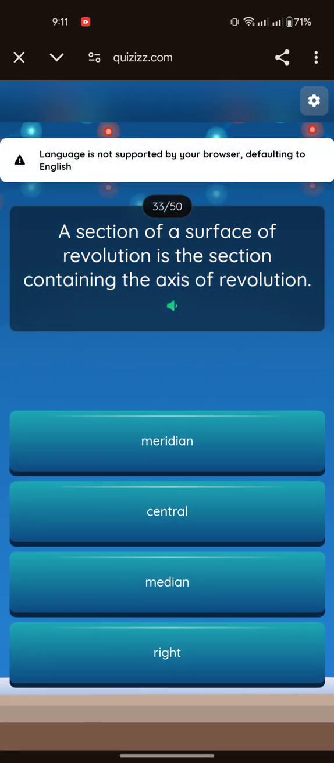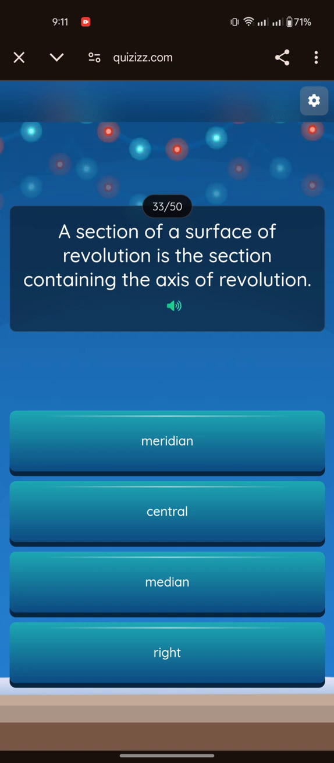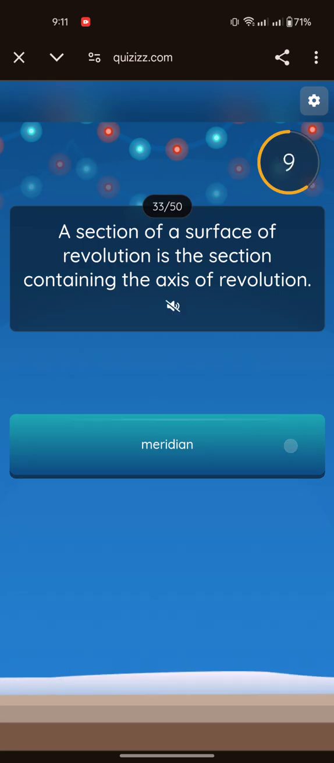Question. A section of a surface of revolution is the section containing the axis of revolution. Option 1, meridian. Option 2, central. Option 3, median. Option 4, right.